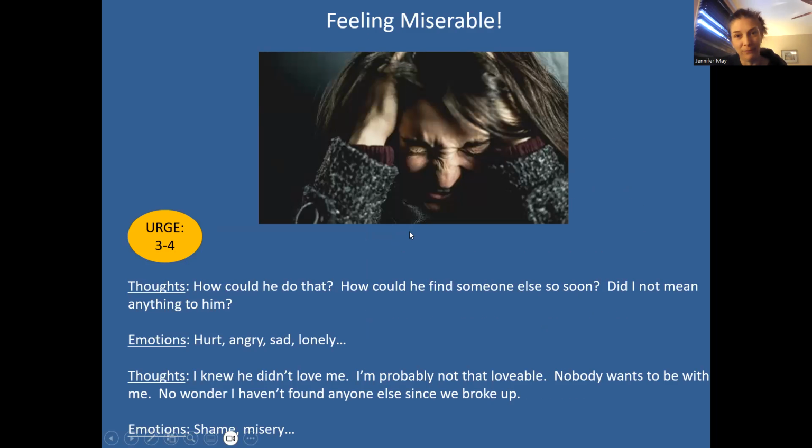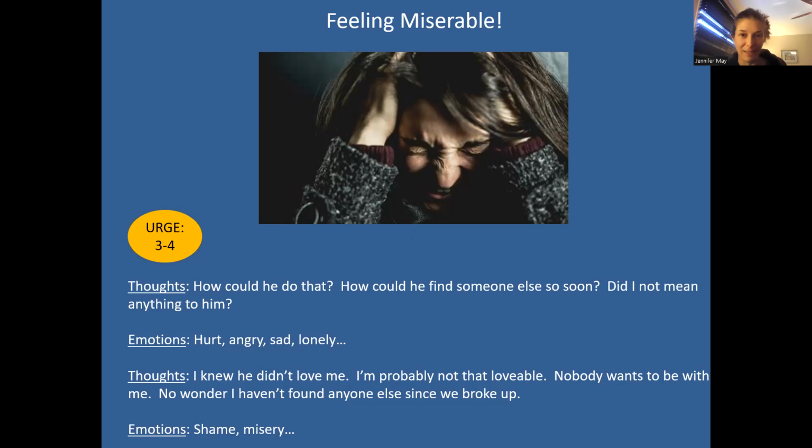I'm feeling miserable. So I'm thinking, how could he do that? How could he find someone else so soon? Did I not mean anything to him? So emotions: hurt, angry, sad, lonely. Thoughts: I knew he didn't love me. I'm probably not that lovable. Nobody wants to be with me. No wonder I haven't found anyone else since we broke up.